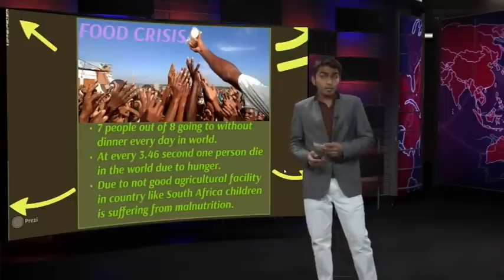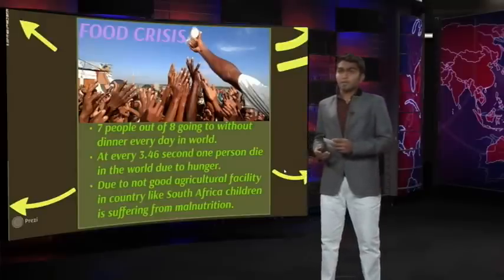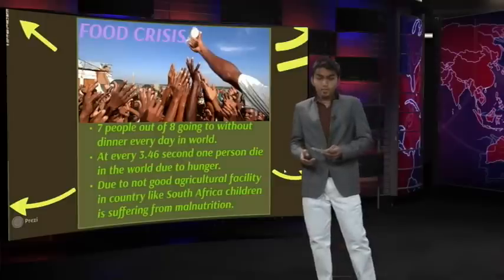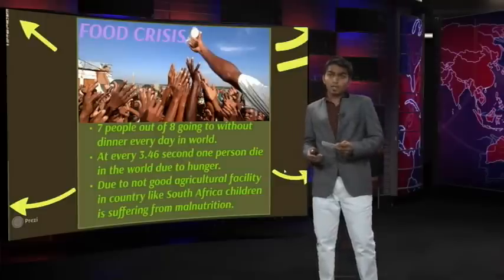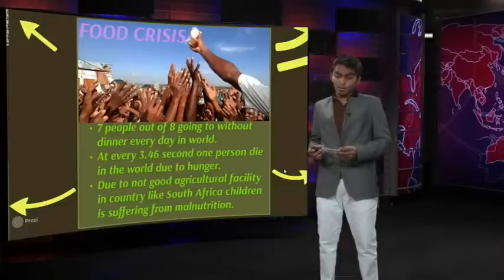Due to poor agricultural facilities in a country like South Africa, children are suffering from malnutrition. Some countries have a good farming system like China and India, but even in some parts they don't have a good transportation system. So the food grown by a farmer is totally wasted.